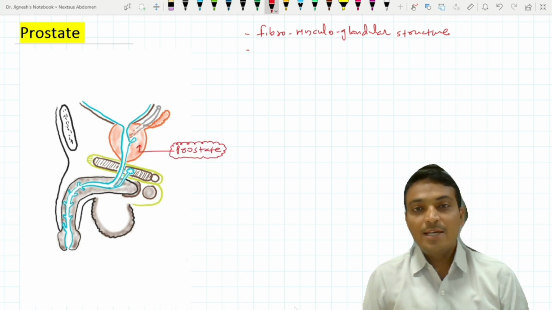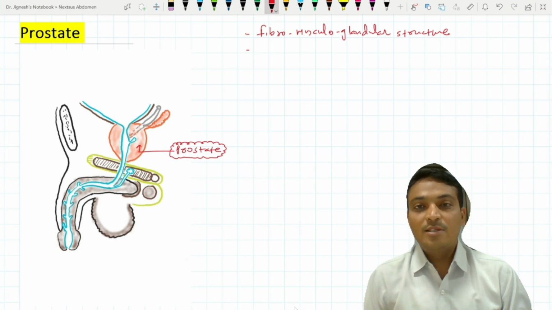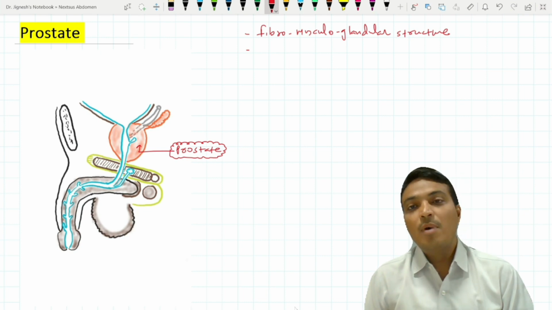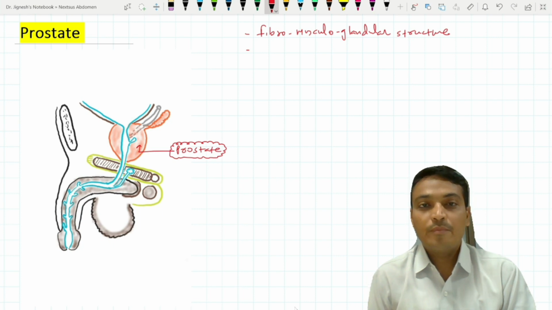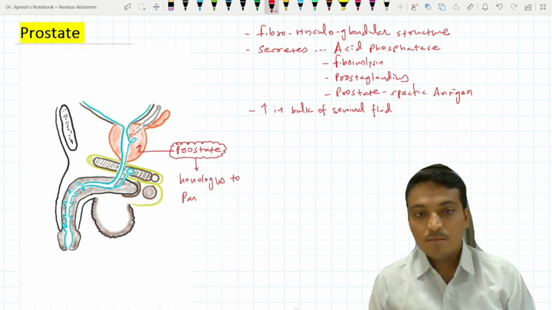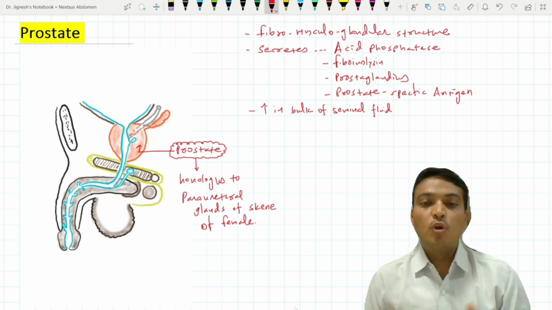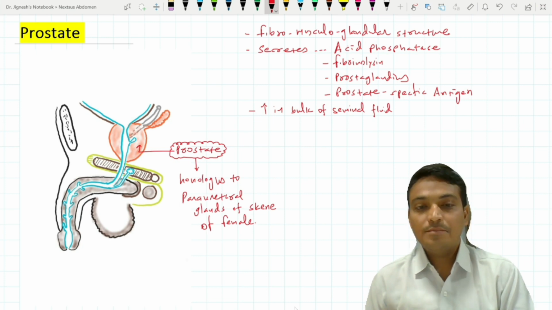This prostate gland secretes acid phosphatase, fibrinolysin, prostaglandins, prostate-specific antigens, etc. And this is responsible for the increase in the bulk of the seminal fluid. This prostate gland is homologous to the paraurethral glands of the female. This paraurethral gland is also called the gland of Skene.